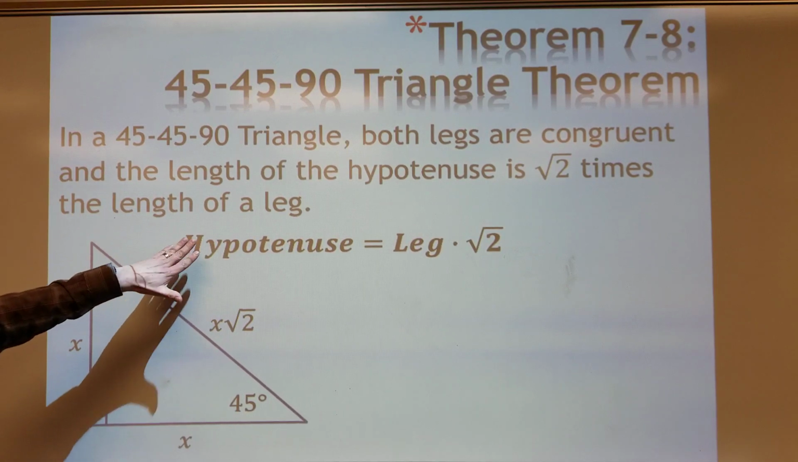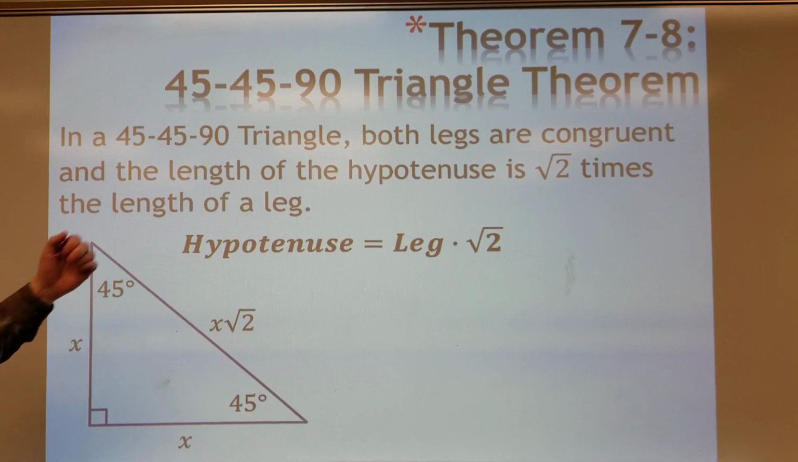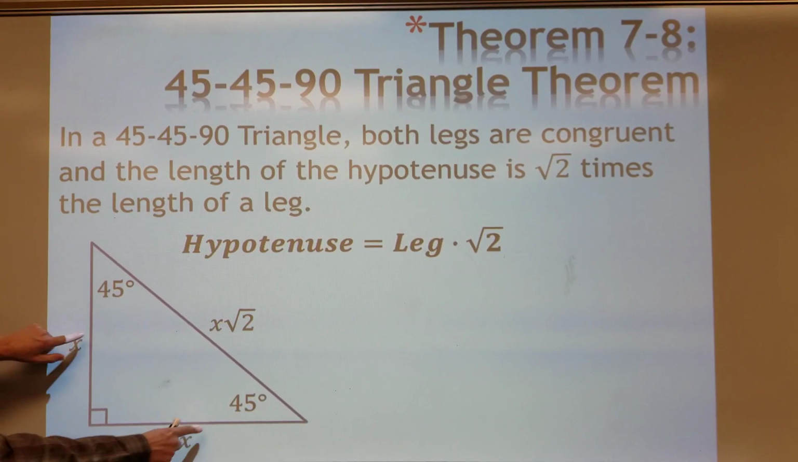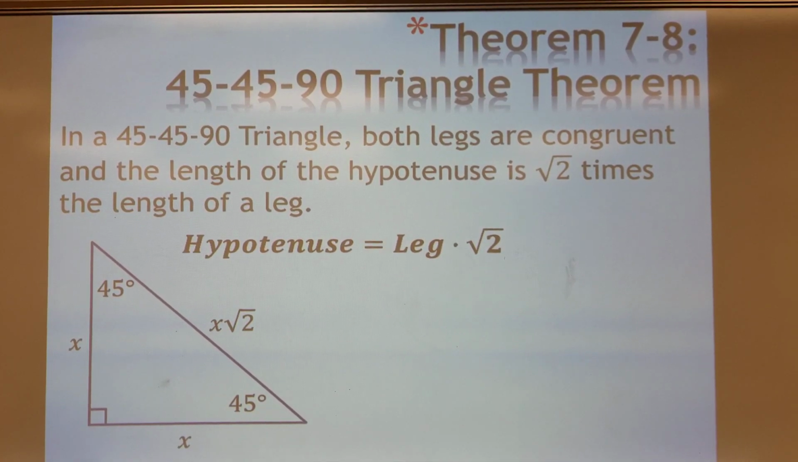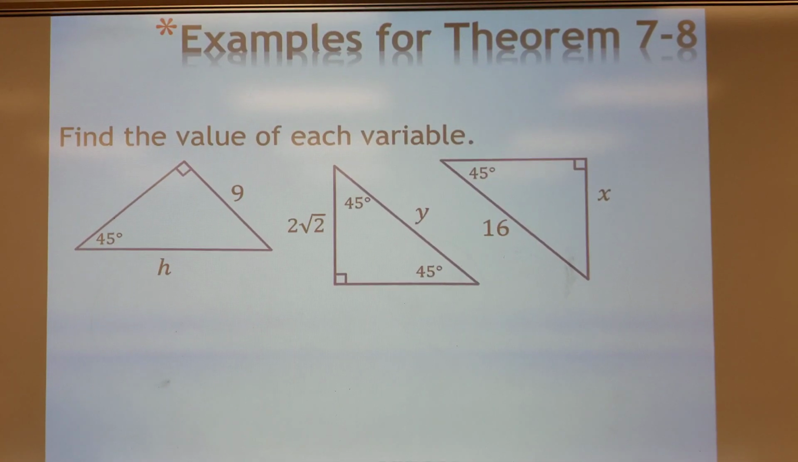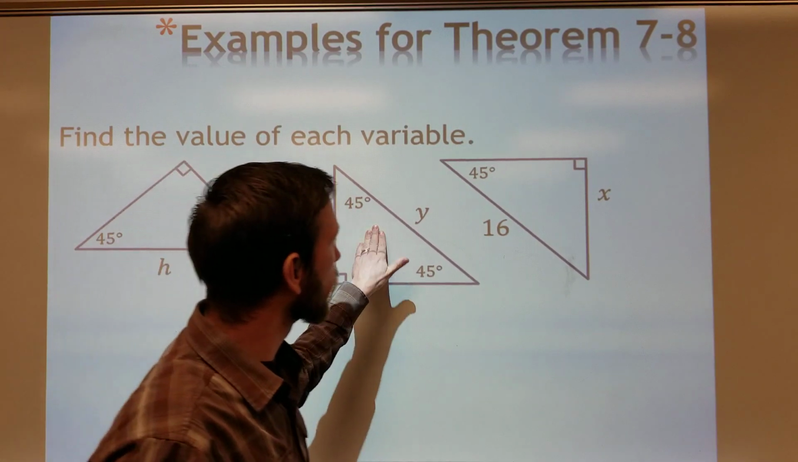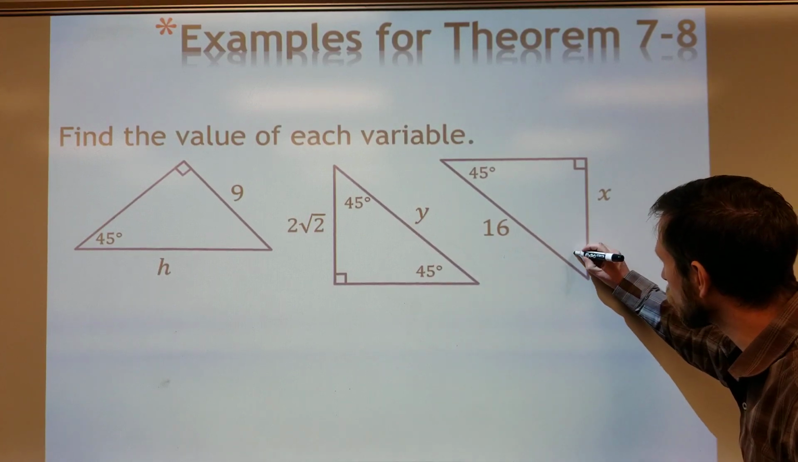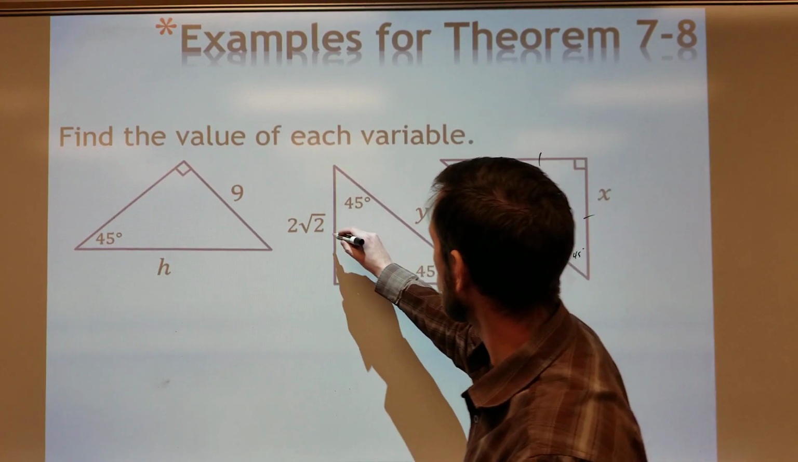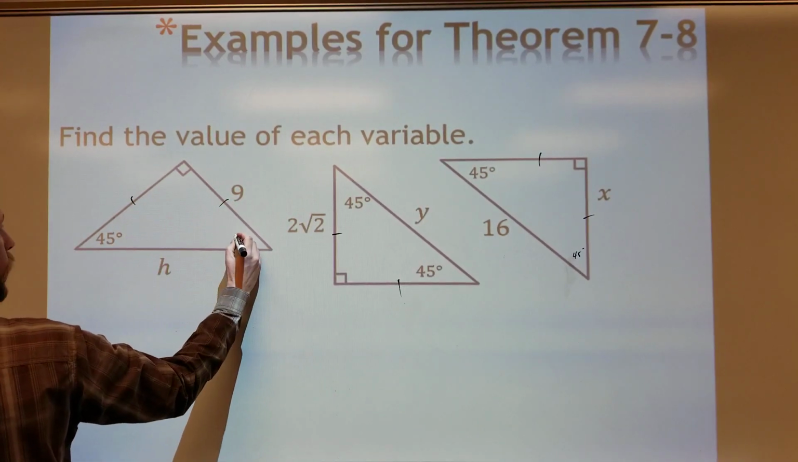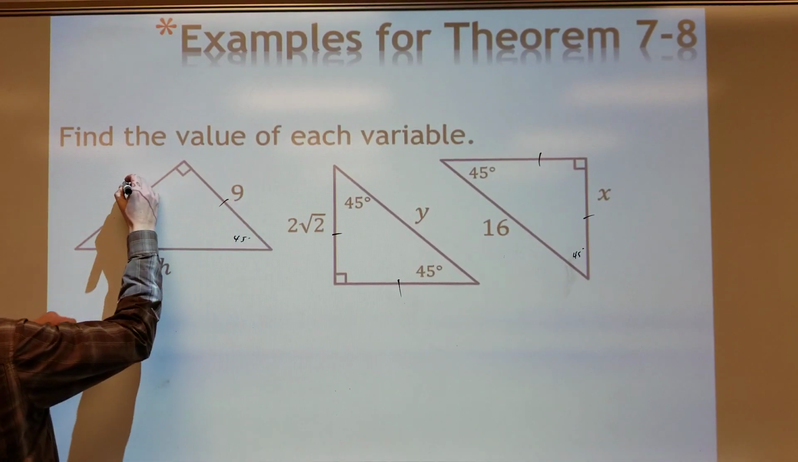Essentially, write this down, that the hypotenuse in a 45, 45, 90 triangle is equal to the length of one of the legs times the square root of 2. That is our formula, all right? And then we're going to apply that in these exercises. So here we have a 45, 45, 90 triangle, a 45, 45, 90 triangle, a 45, 45, 90 triangle. If we know that we are dealing with an isosceles triangle, then we know that we are dealing with leg lengths that are the same.